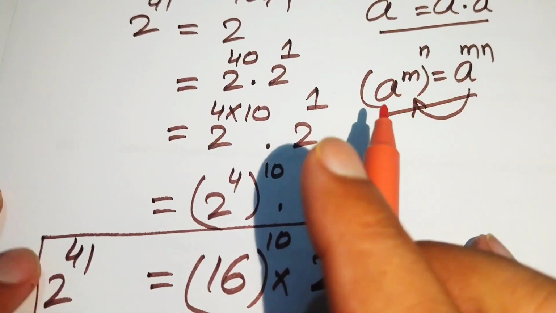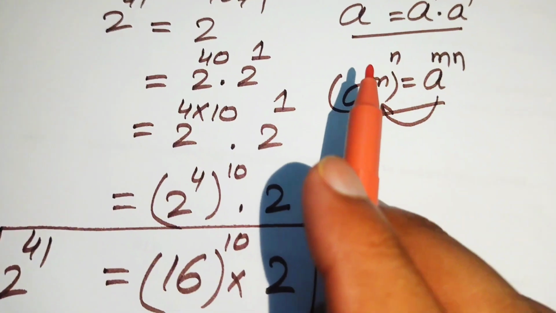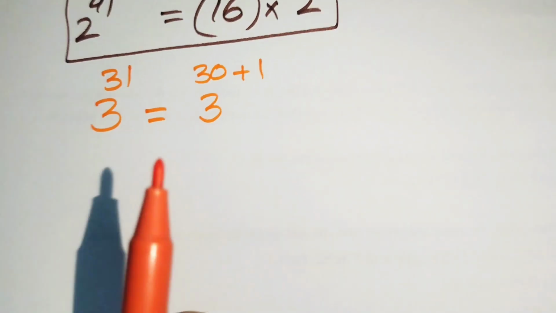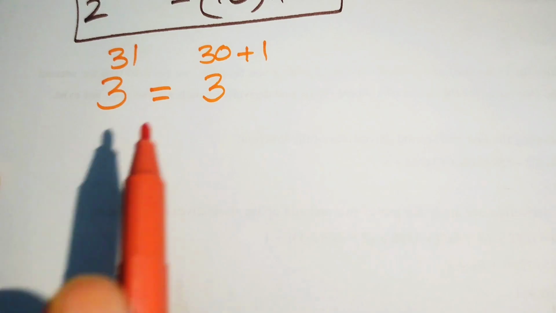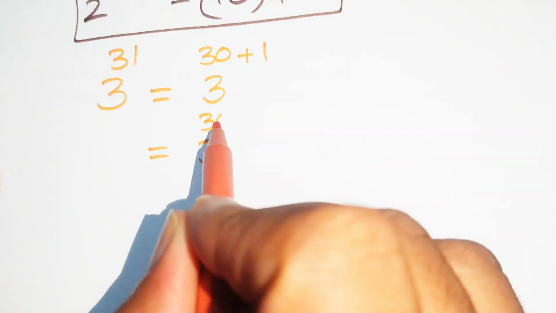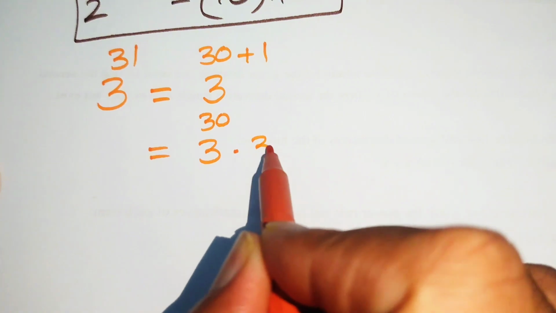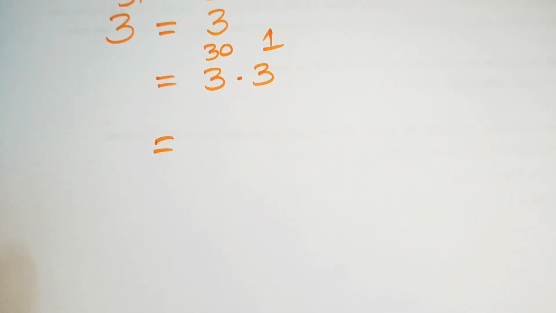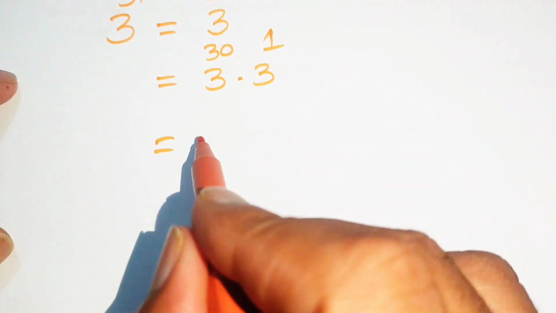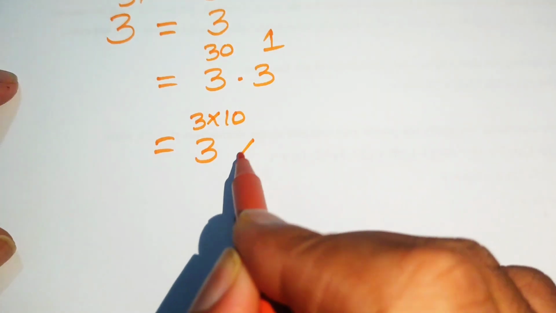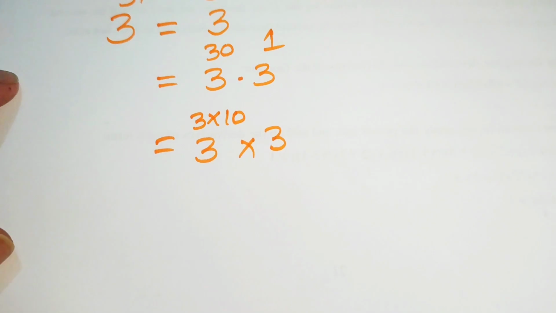Now again we use first this exponential law, and after that we use the other exponential law. According to the above two exponential laws, we write this expression as 3 to the power of 30 into 3 to the power of 1. Here we write this 30 as 3 times 10, and this is multiplied by 3 only.